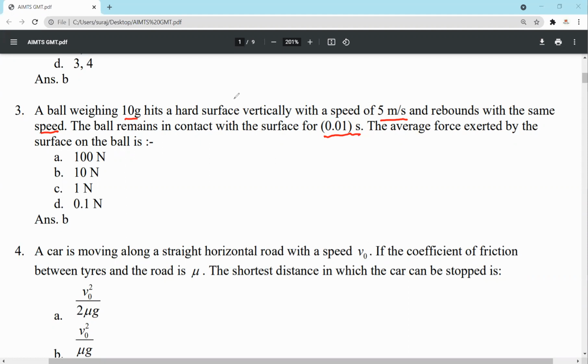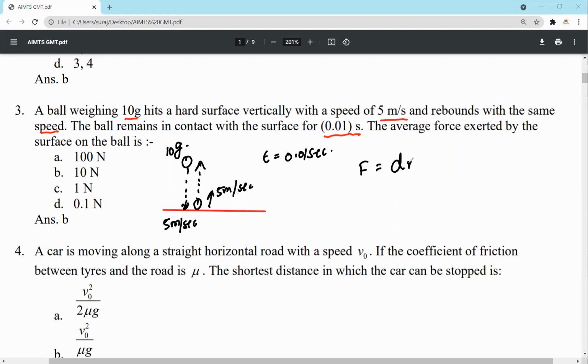So what is given here? There is a surface and there is a ball. The ball hits the ground and again it rebounds. Ball weighing 10 g. Speed is 5 meters per second. It rebounds with the same speed, here also it is 5 meters per second. The contact time is given as 0.01 seconds. Clear? The average force exerted by the surface on the ball is, so force is what?